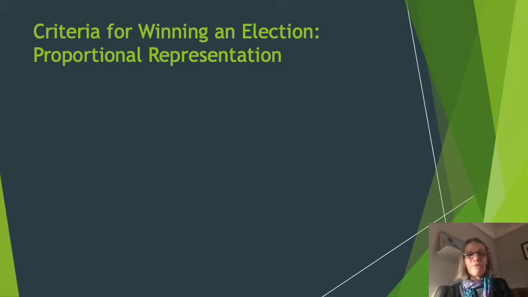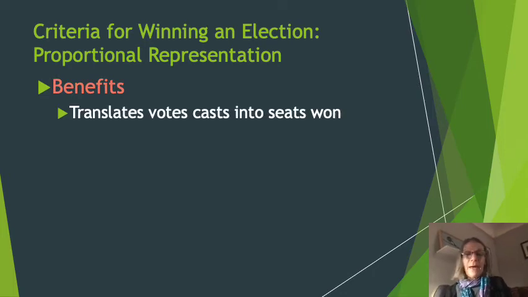Okay, so what are the benefits and drawbacks of proportional representation? Well, one of the benefits is that it translates votes into seats won, right? And so with the method that we use now, plurality, winner take all, people vote for parties that just never win the seat. With proportional representation, what the voters want gets cast in the seats that represent Wisconsin.